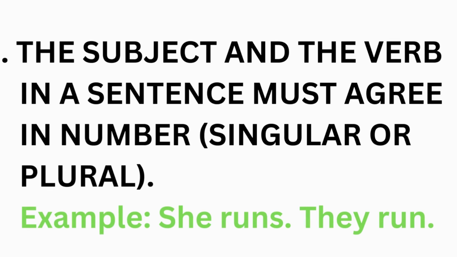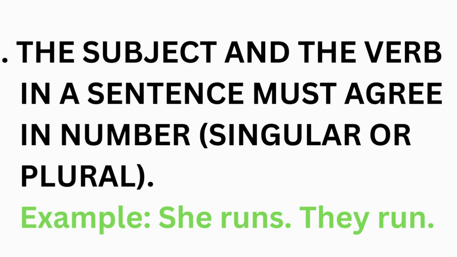Rule number 2, the subject and the verb in a sentence must agree in number in terms of singular or plural. For example, she runs. In this example, she is the subject and runs is the verb. She is a singular subject and runs is a singular verb. In the second example, they run. They is a plural subject and run is the plural verb.